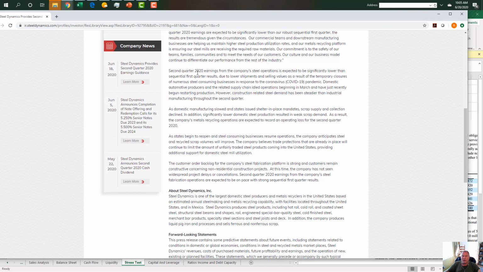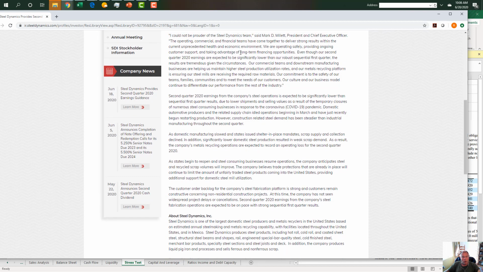Second quarter 2Q20 earnings significantly lower than sequential first quarter due to lower shipments and selling values. So volume and price went down. And that was because the users of steel went into hiatus for a point in time. They did note that construction-related demand has been steadier. So what we can see is they're giving us their view of what's going on and what they're doing.